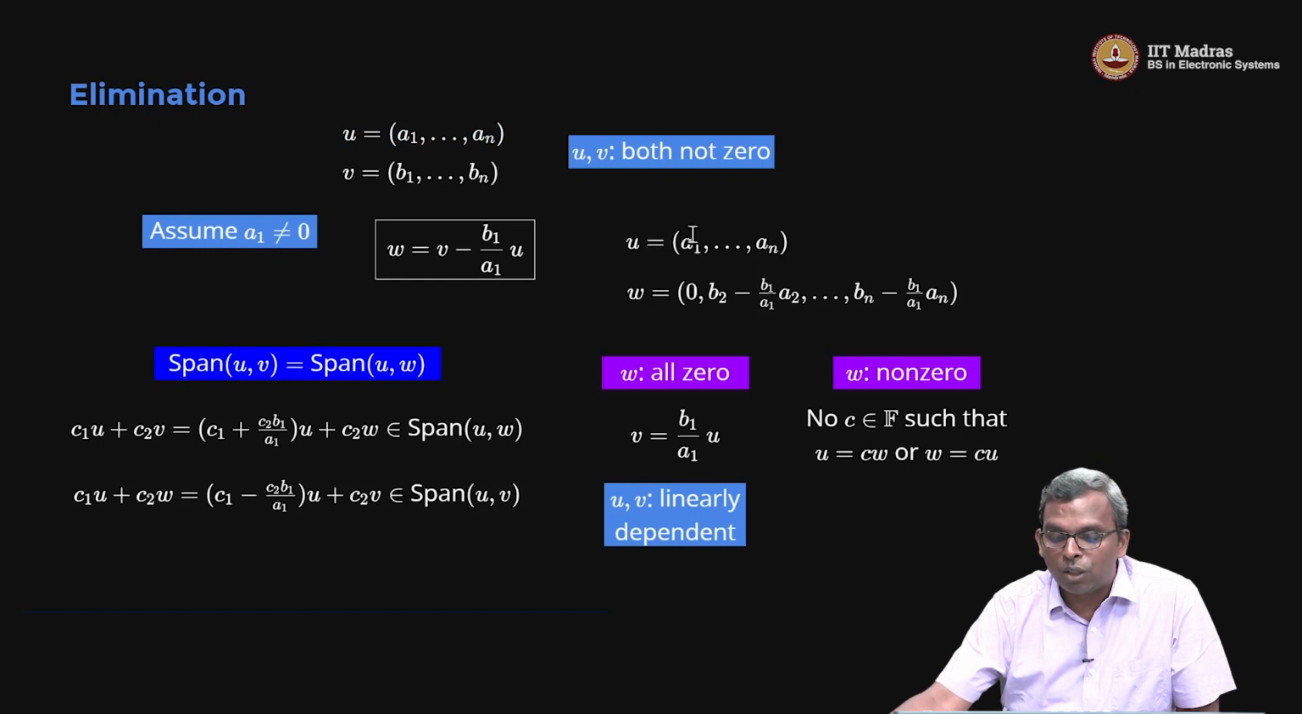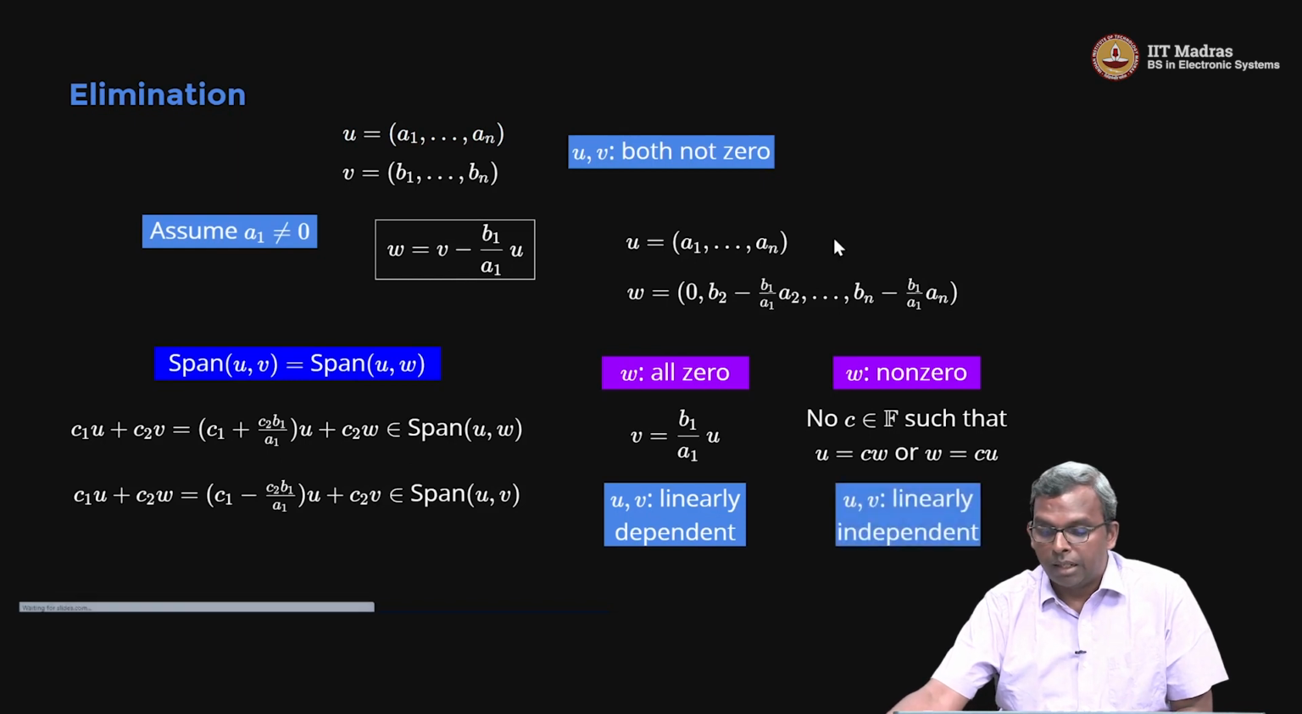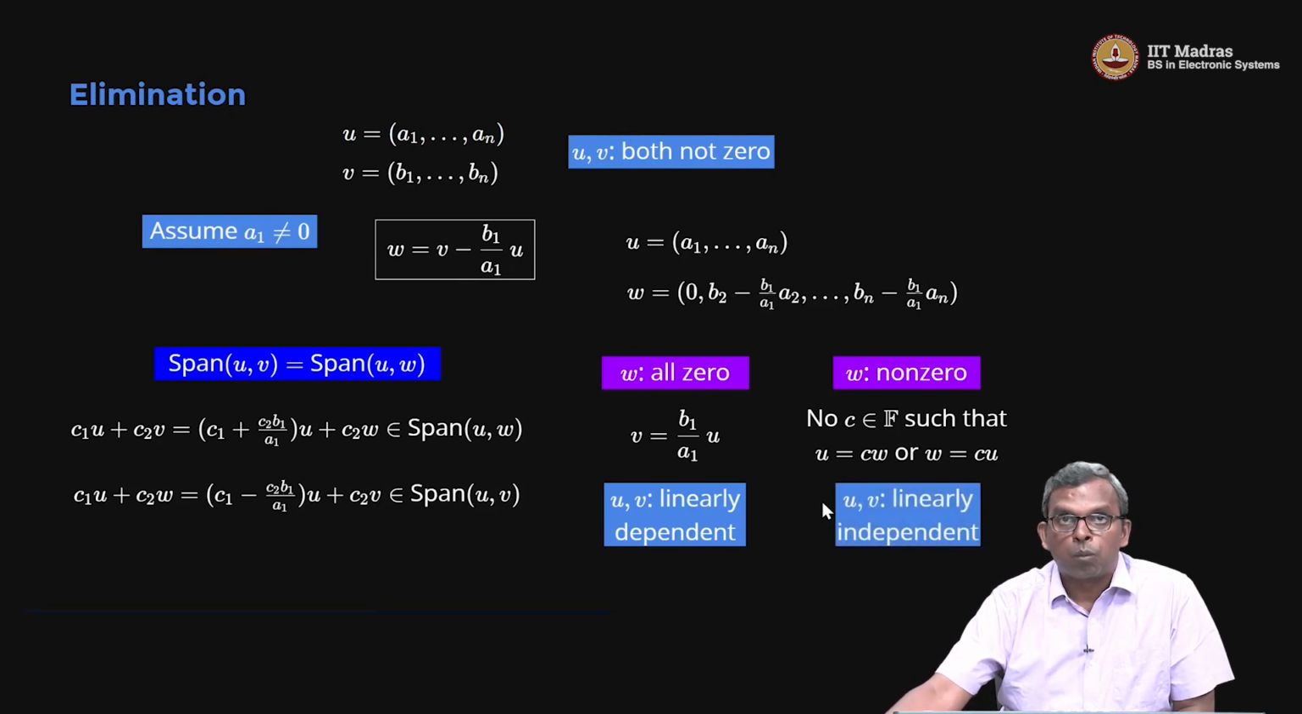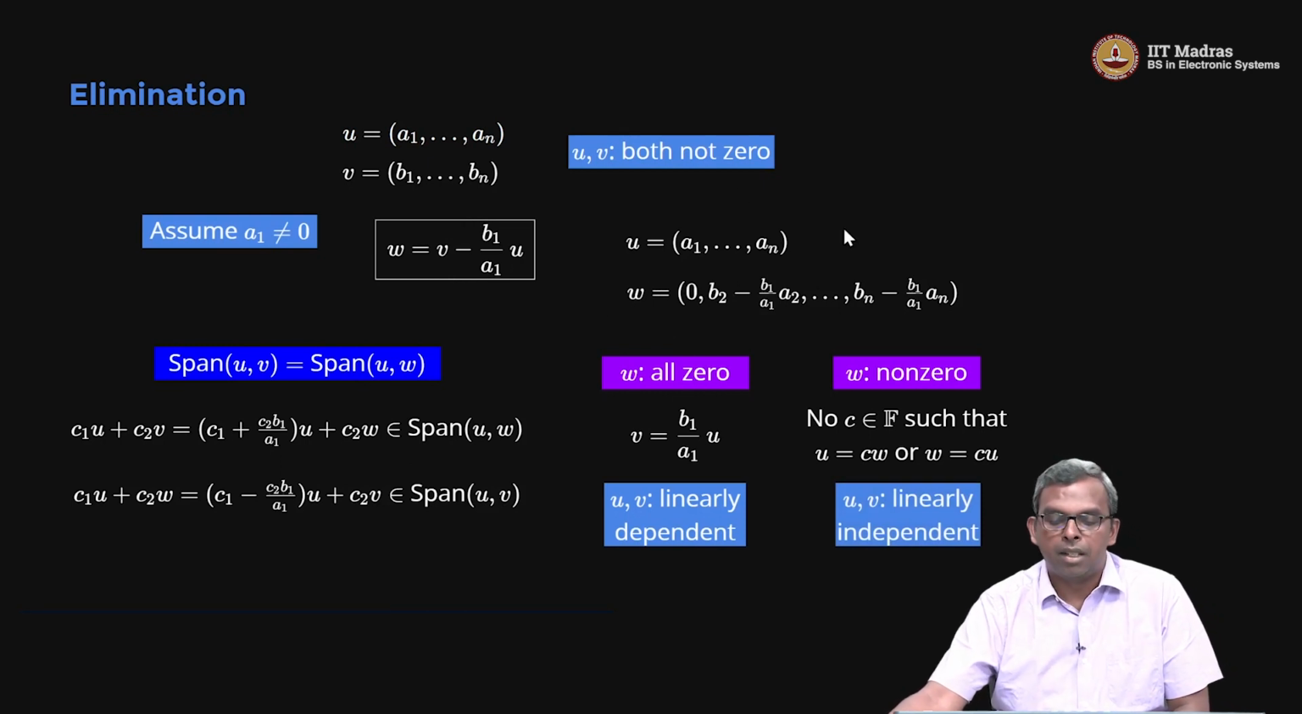So clearly, because of this a1 being non-zero and w having the first coordinate 0, these two cannot be linear scaled versions of each other. That's the critical argument. So this a1 is not 0 and this w's first coordinate is 0. So these two cannot be scaled versions of each other. So that rules out the case of linear dependence, and they become linearly independent. So because of this elimination, we are able to determine linear dependence and independence very easily between two vectors. Okay.